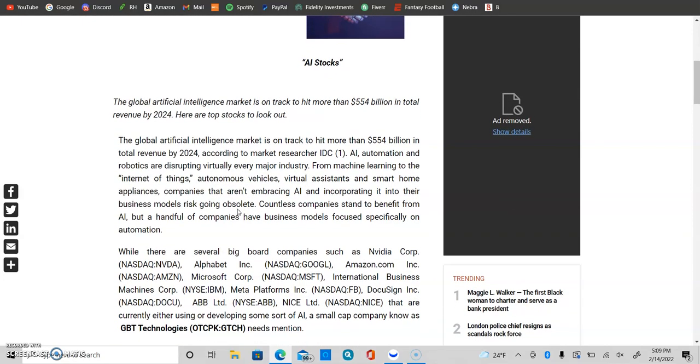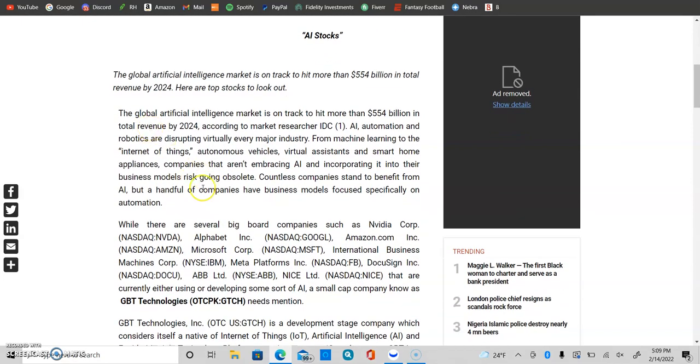I'm going to scroll down here a little bit further. I'm going to talk about this real quick. You can see the global AI market is on track to hit more than $554 billion in total revenue by 2024. AI, automation, and robotics are disrupting virtually every major industry. And that's what I kind of said at the start of this video, guys. I do think this is going to be a huge industry going forward.